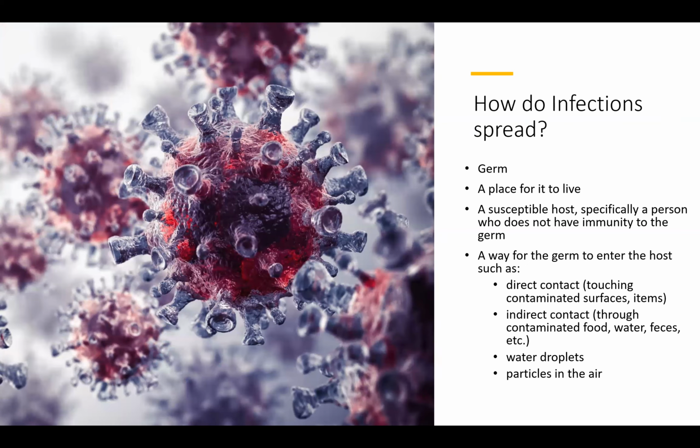So how do infections spread? First, you have to have a germ and a place for it to live. And then a susceptible host, specifically someone who doesn't have immunity to the germ or their immune system is being overwhelmed. A way for that germ to enter the host, such as direct contact, which is touching contaminated surfaces or items, indirect contact through the air, through contaminated food, water, feces, water droplets, and particles in the air.